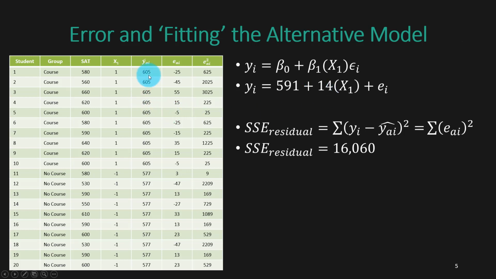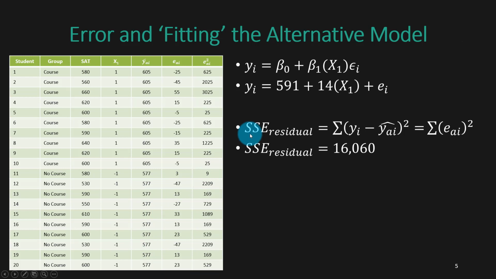And you can see that here in our model's predictions for this alternative model. If you were in the course group, this model is now going to predict 605 points for you, and everyone in that group gets the same prediction. If you were in the no course group, this model is going to predict 577 for you, and everyone in that group gets the same prediction. Again, 605 is the mean of the course group, so our model is predicting the value that will give us the smallest sum of squared errors in this group. And 577 is the mean of the no course group, so our model is predicting the value that will give us the smallest sum of squared errors in this group.